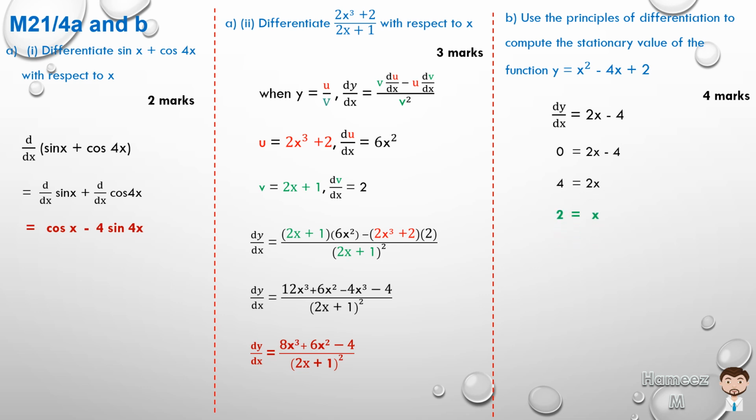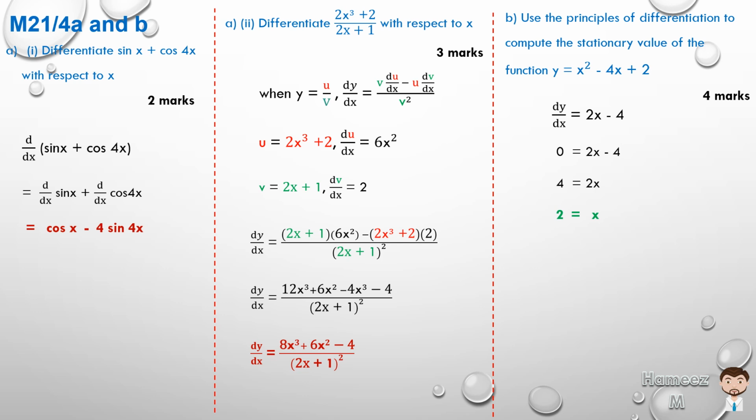And notice something, that the equation we're dealing with is a quadratic. And if we consider a quadratic being a U-shaped graph or inverted U, then there's only one stationary point. And as is the case here, our calculations indicate that there's only one stationary point where x is equal to 2.